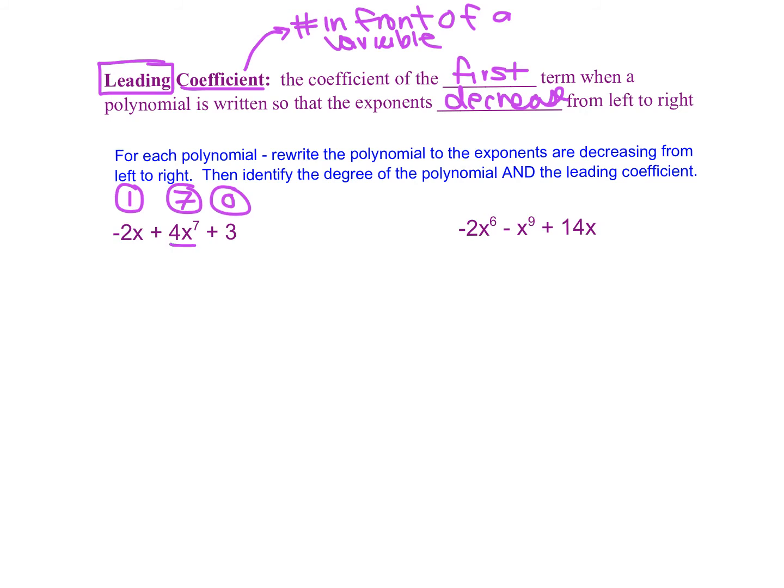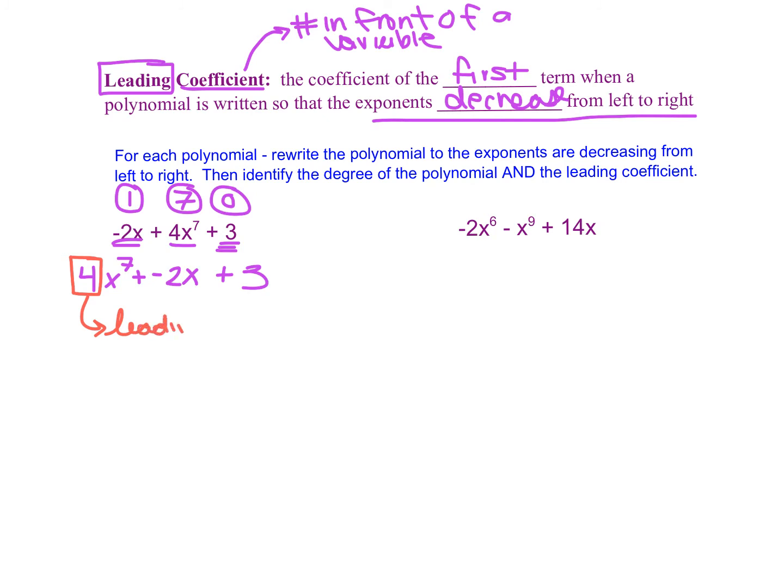Because 7 is the highest, I'm going to write this first to be 4x to the 7th. Plus, second, I see I have a degree of 1, so negative 2x. And third, I have plus 3. Once I've written them so the exponents are decreasing from left to right, my leading coefficient is the coefficient of the first term. So this 4 here would be known as my leading coefficient, essentially my first coefficient when my polynomial is written from highest degree to lowest degree.